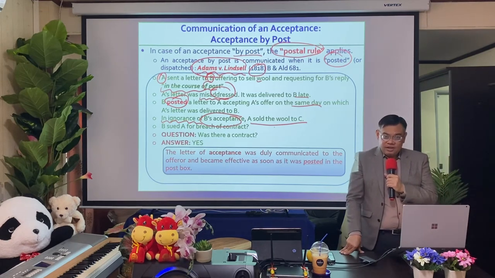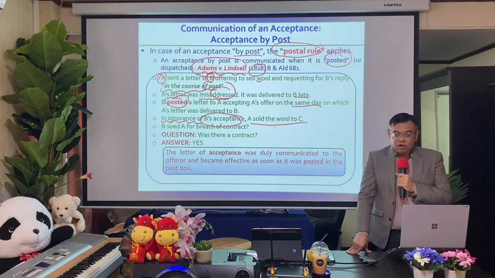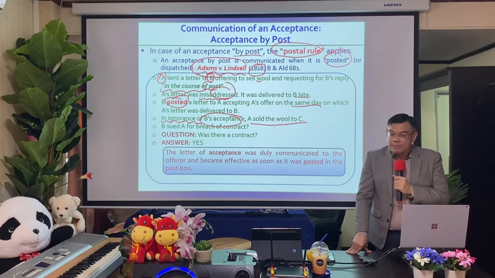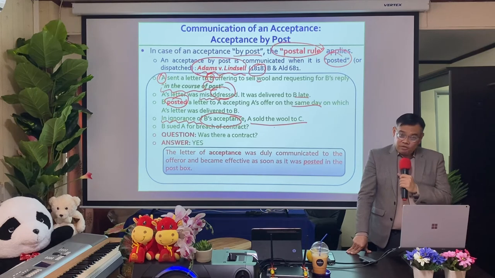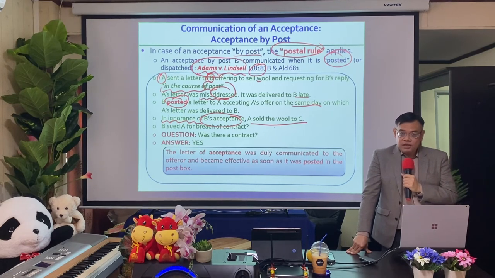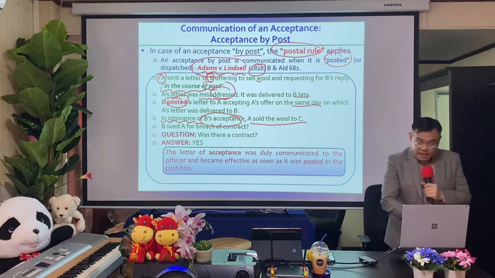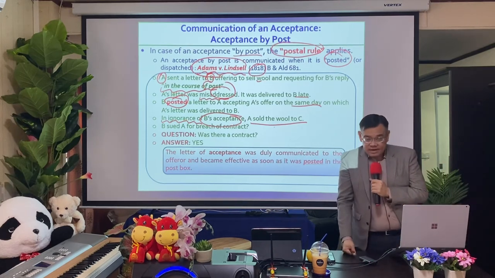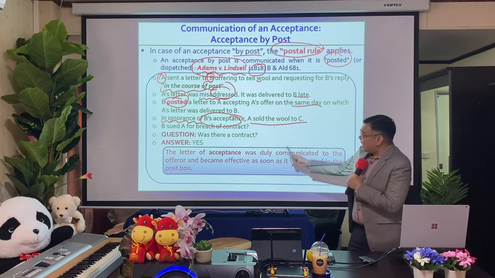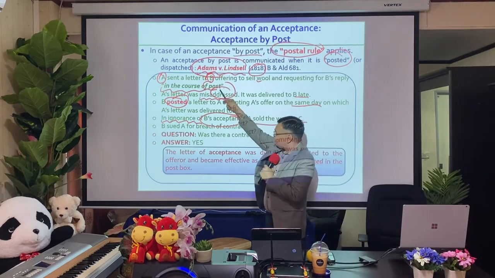it was contended that A was in breach of contract. When there was a contention that A was in breach of contract, that means that B believed that there had been a contract between A and B. The question we have to think about is whether or not there was a contract between A and B. In this case, B, of course, made an acceptance, and it was made by post.